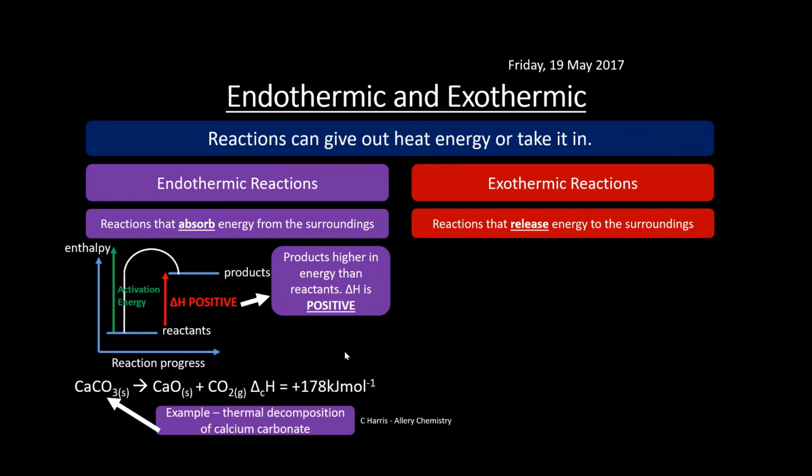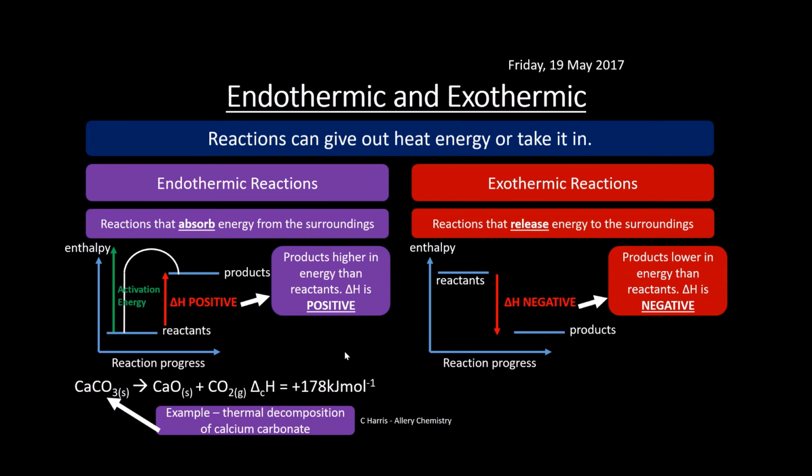Exothermic reactions, these are reactions that release energy to the surroundings, so they're exothermic. Again, here's our energy diagram showing that. This time our products are actually lower energy than our reactants, so this means that delta H is negative. So this is an exothermic reaction. Heat energy is being released when we produce our products. So this is an exothermic. And again, here's our activation energy.